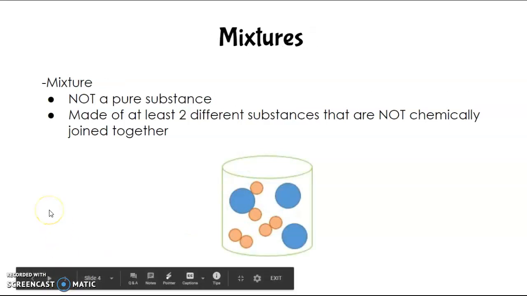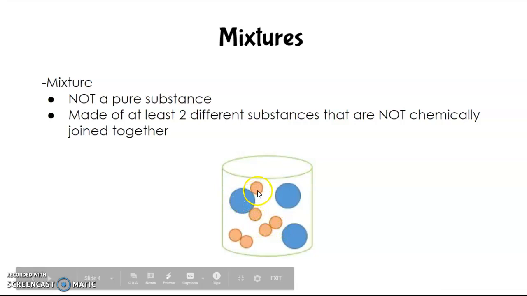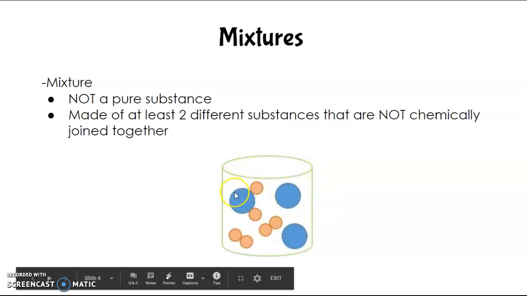Okay, last is a mixture. So a mixture is not a pure substance. That means that each particle inside it is not identical, which you can see here. Like you have this large blue circle particle, you have this small two orange circle particle, you have this large blue circle with two little orange circles attached to it particle. Okay, so you have three different kinds of particles all mixed together. So that's not a pure substance.